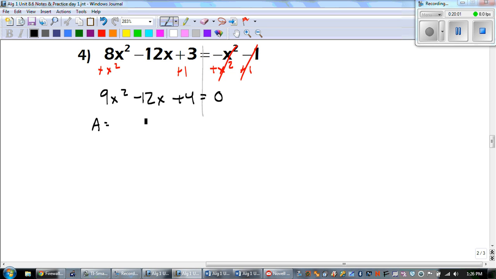What is your A, B, and C? Yeah, A is 9, B is -12, and C is 4. Okay, so let's see if you can plug everything into the right spot. Pause the video. Good luck.